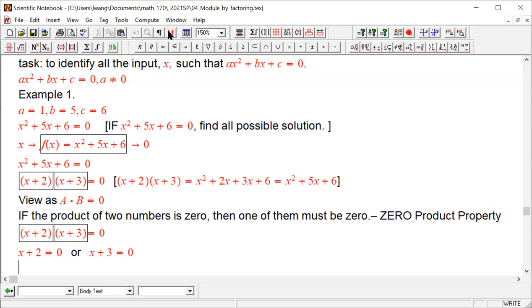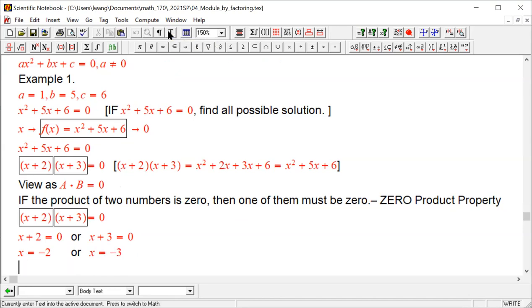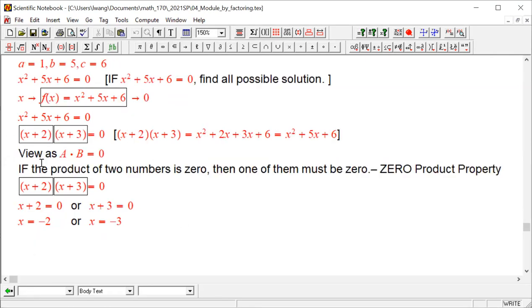And as a result, we get x equals -2 or x equals -3. So if we show the steps, usually when you solve these kinds of equations, you want to make sure you show the work. How do you show work?